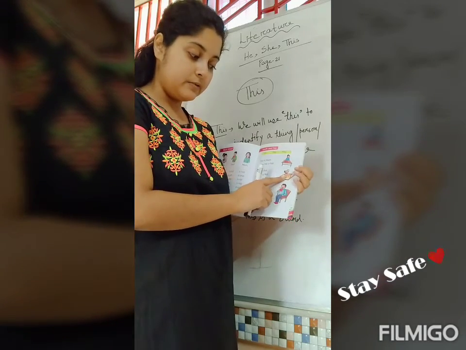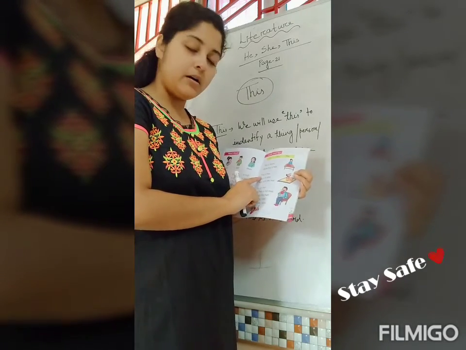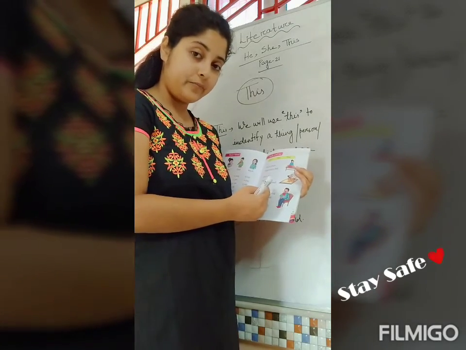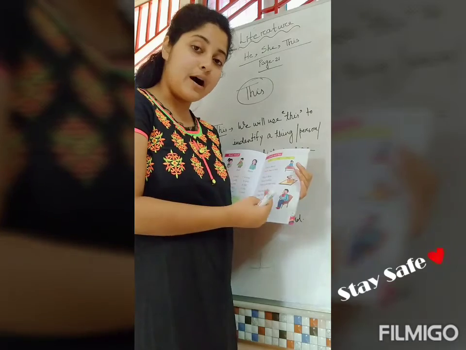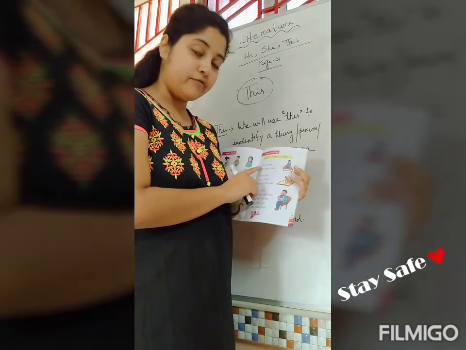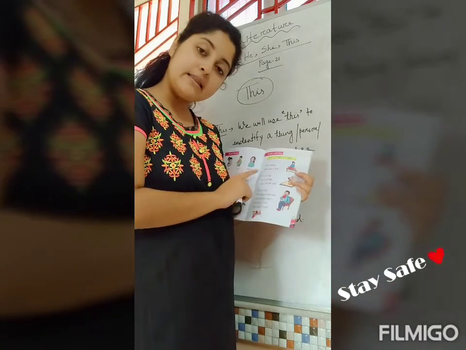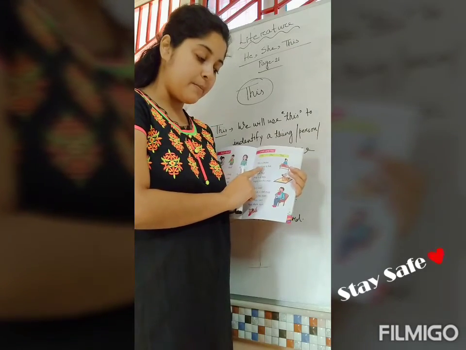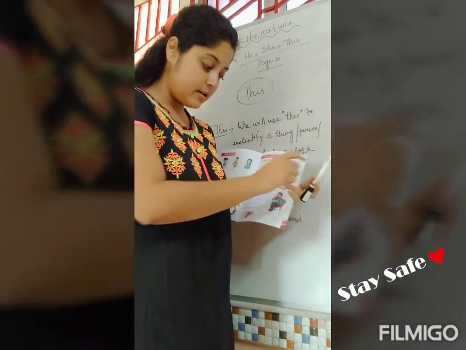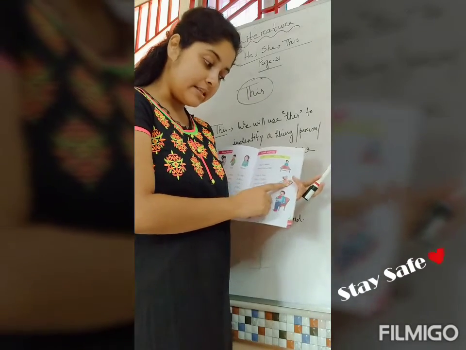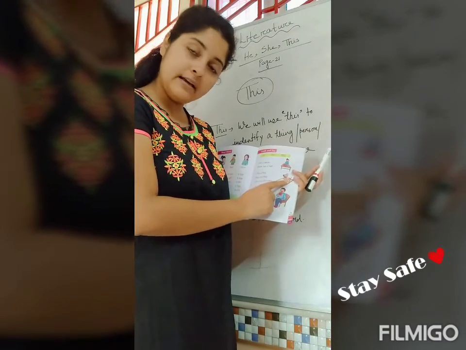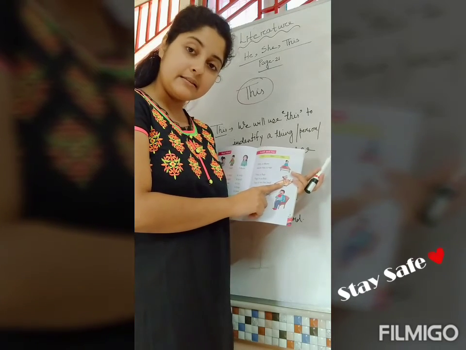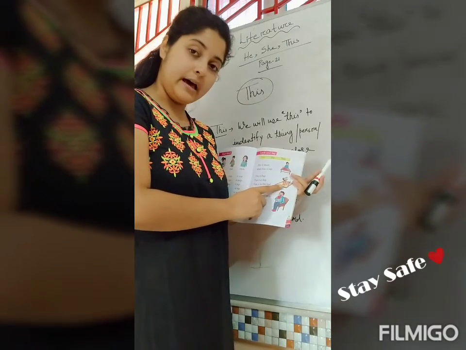Now look at the next sentences. This is mom. Why do we have to use this? Because mom is close to us. That's why we have to use this to identify mom. So this is mom. Mom has a hat. Next sentence. This is pup. Pup is a dog. Pup is on the mat.